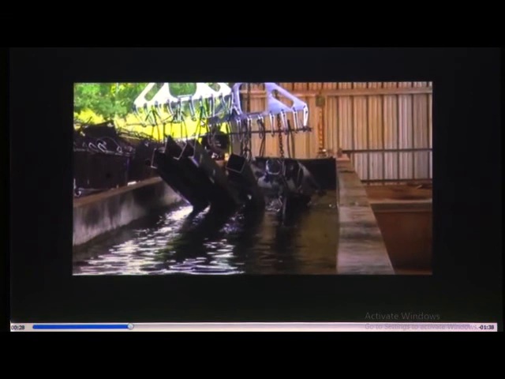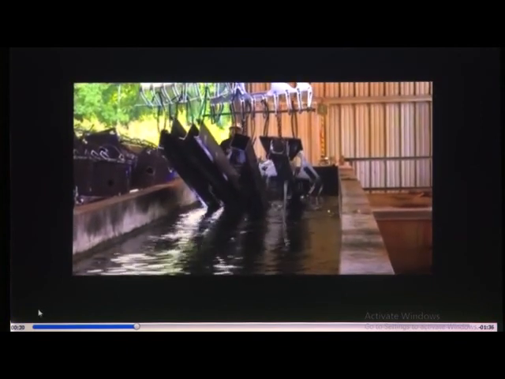And here you can see a hanger, and to that hanger some iron parts are hung, and it is going to be dipped in this tank at ambient temperature.